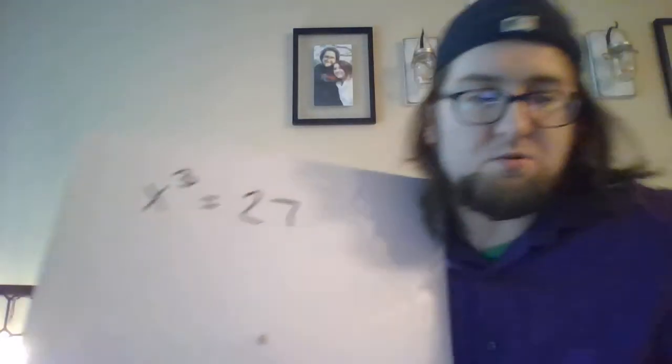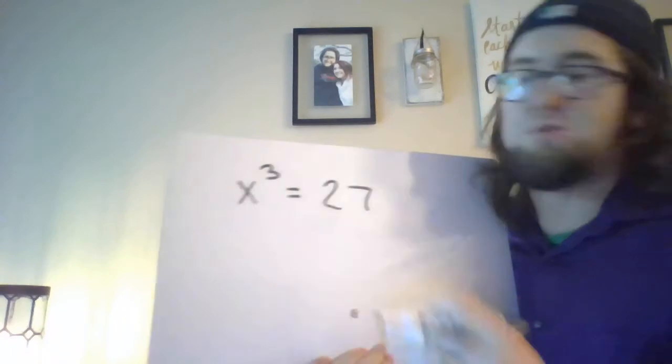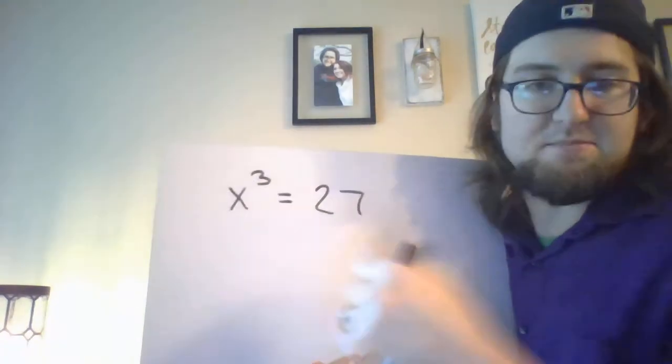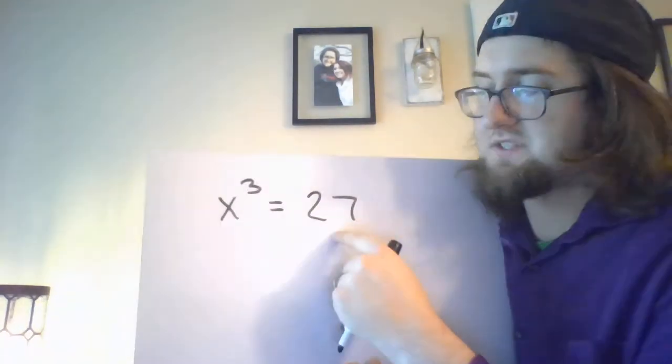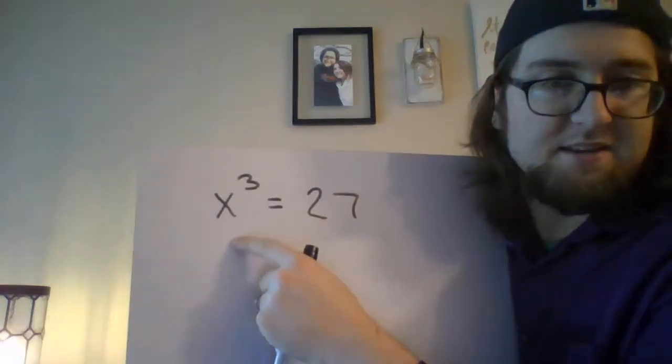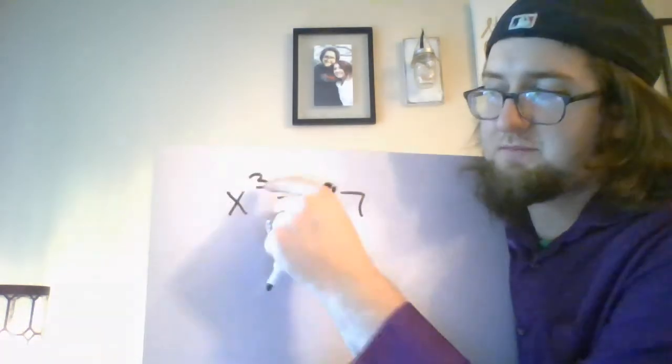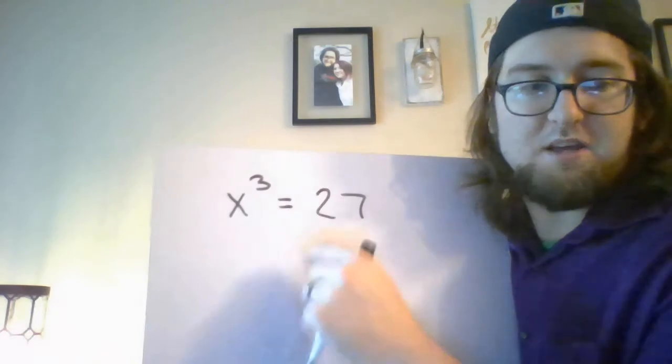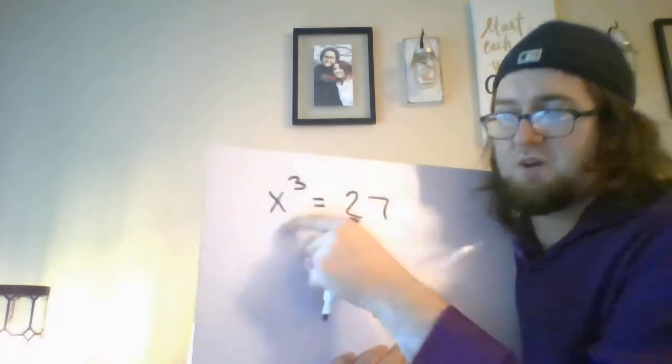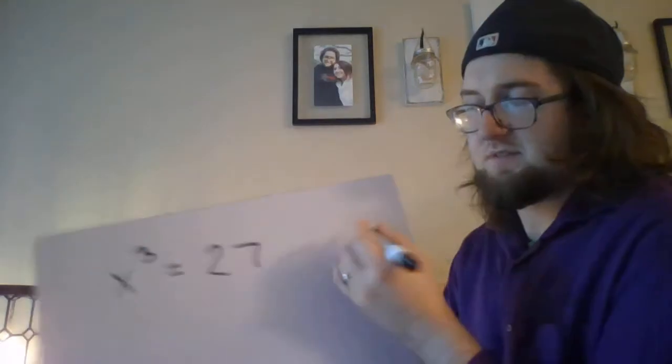Two more problems. x cubed equals 27. So what in the world does x cubed mean? That means something times itself 3 times is 27. And the answer is not 9. Don't think 9 times 3 is 27. We're not timesing 3. It's x times x times x. So what number times itself is 27?